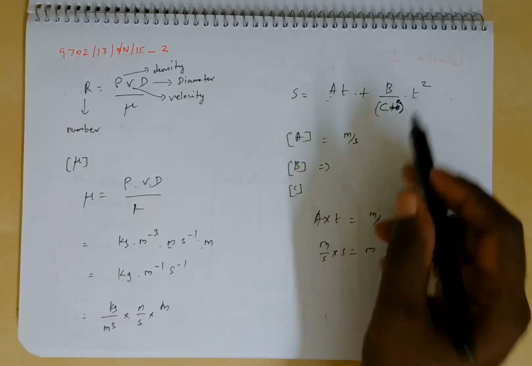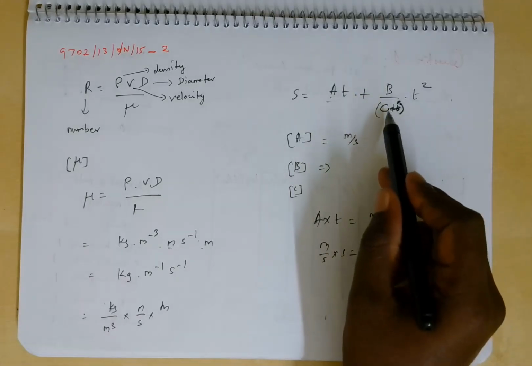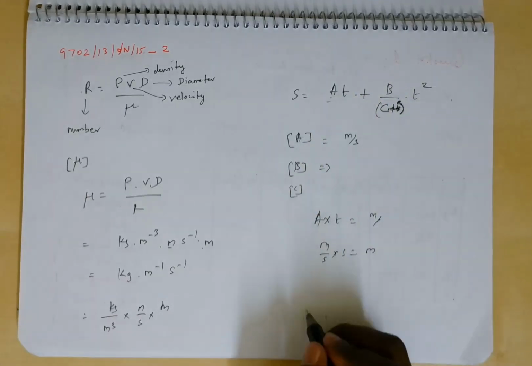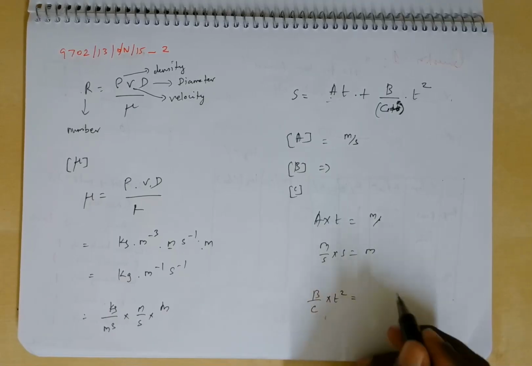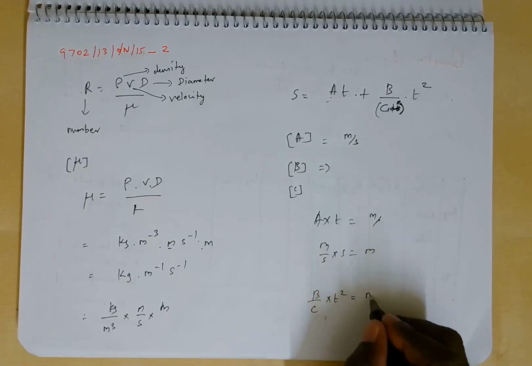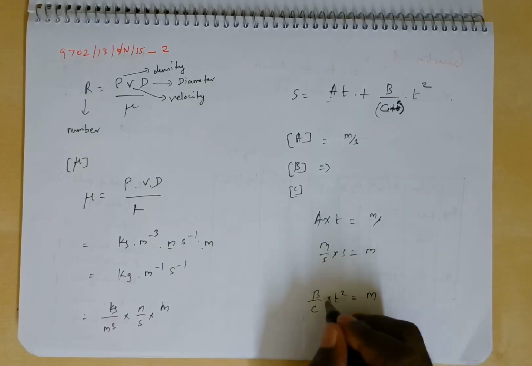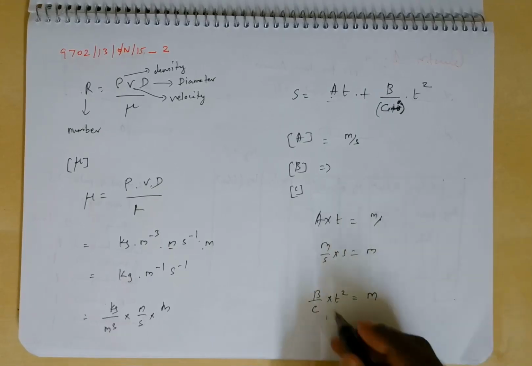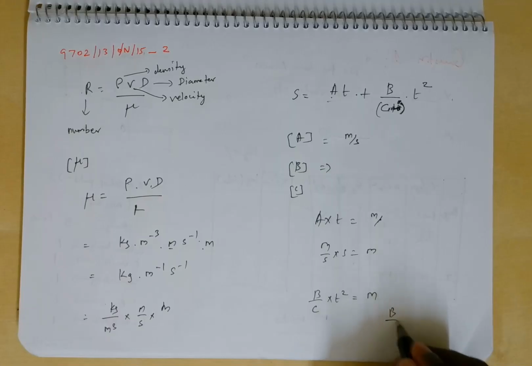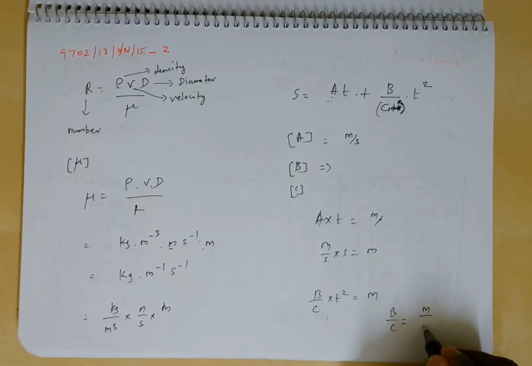Okay. So leave the C. Just as of now, forget about the C. B by C into T square, you should have meter. If B and C have the same unit, they will just cancel out each other. So it's not possible. So the combination of B and C is to get meter per second square.